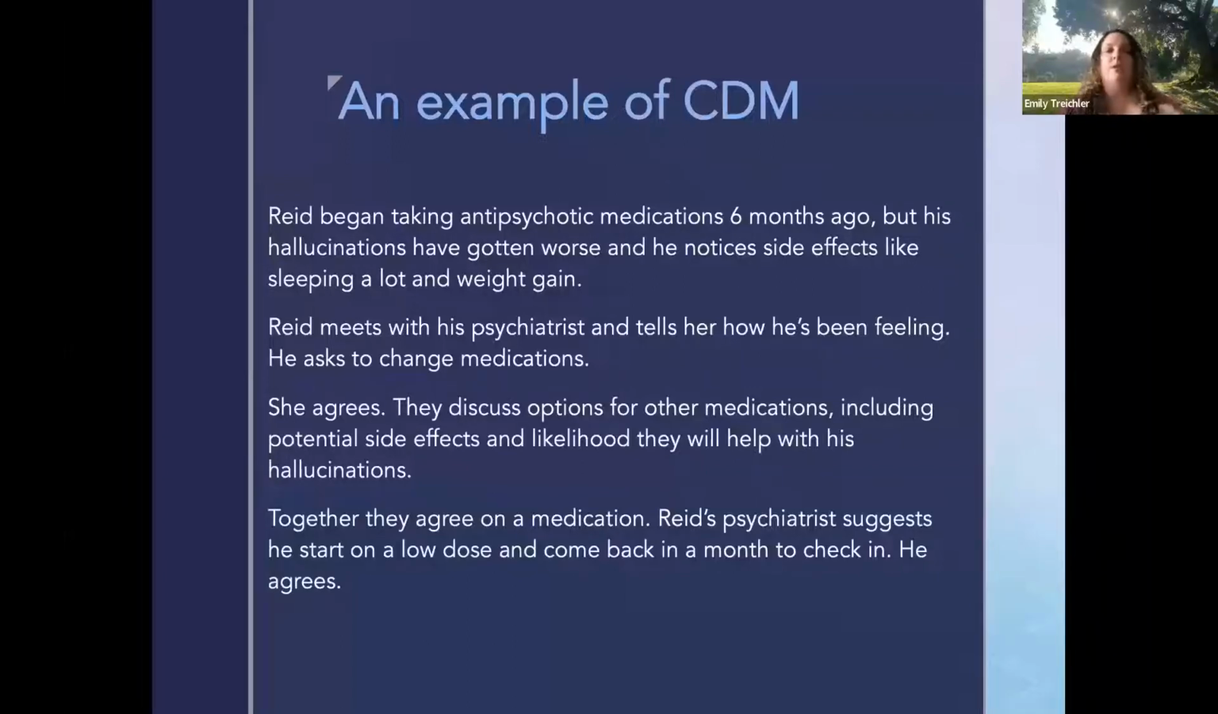And they include this risk and benefit analysis. How likely is it to cause these same side effects? How likely is it to help with his hallucinations? And together they agree on a new medication to try. And then Reed's psychiatrist also suggests that he start on a lower dose and come back in a month to check in, and he agrees to that.